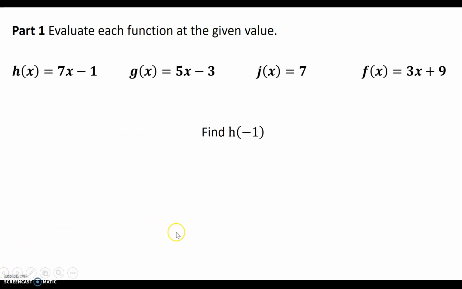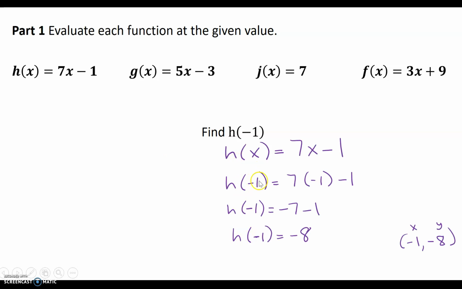So if I was to give you a problem like this one, it says evaluate each function at the given value. And I'm asking you in this first problem to find h of negative 1. So basically what that means is I'm going to need to be looking at my function with the h, so h of x, which is this first one, h of x is equal to 7x minus 1. But then you're going to notice how instead of there being an x here, they put the negative 1 in place of x. So then that means that you need to substitute negative 1 in place of x also.